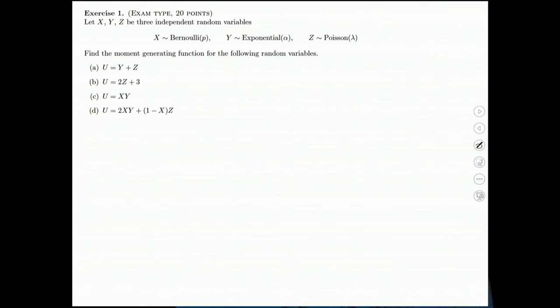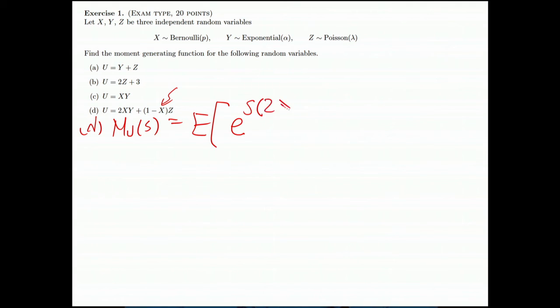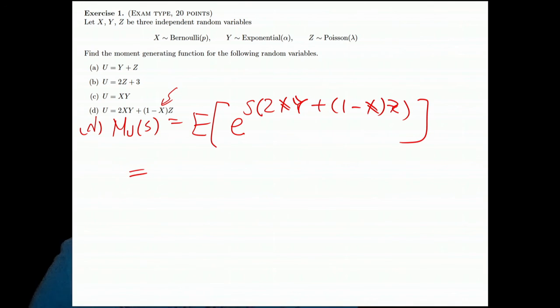And part D, well, I want to find the moment generating function of this disgusting expression. So it's the expectation of e to the s times (2XY plus (1 minus X) times Z). Well, I have X, Y, and Z, and I know that because X is Bernoulli, it's either 0 or 1. So I will use the law of total expectation for this one.